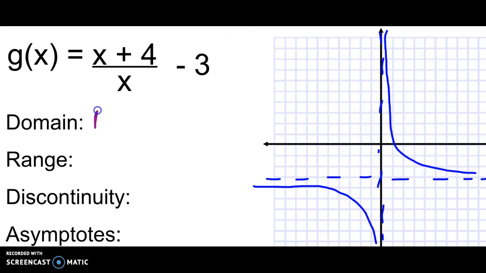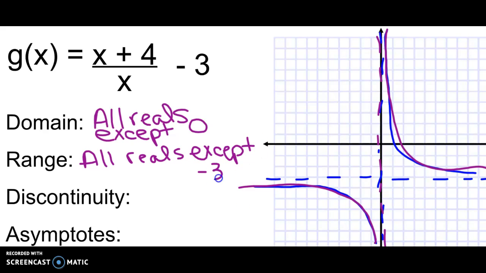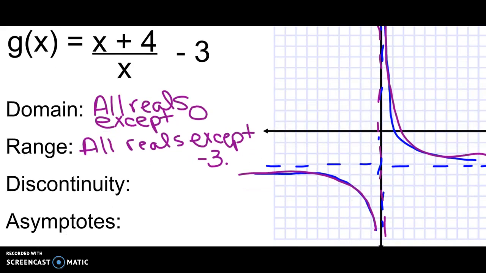Okay, so you do have a specific domain. All right, it's going to be all reals except wherever your vertical asymptote goes, and that's going to be at 0. All right, and your range, now it goes from the bottom, and it turns at -3, comes from the top, and it turns at -3. So the range is going to be all reals except -3.